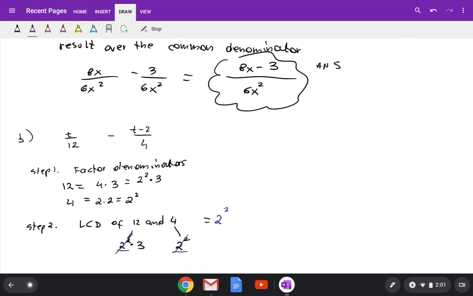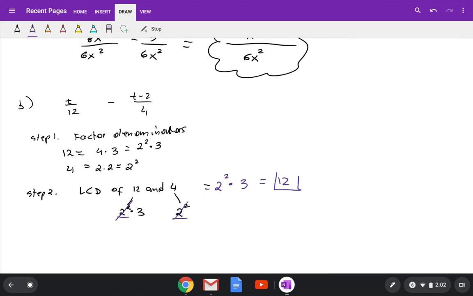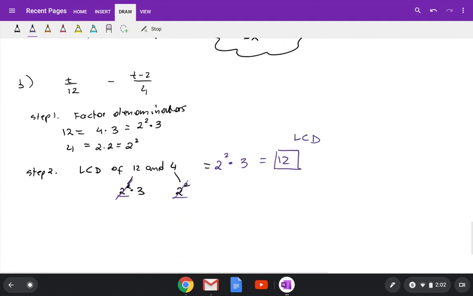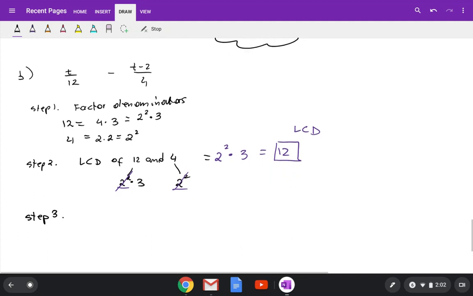So we took care of the 2's. And you still have one extra factor from 12, which is 3. You also have to copy this down and multiply. So the LCD is going to be 12. Technically that makes sense, because the least common multiple of 12 and 4 is 12. Okay, so that's the LCD. Sometimes you can skip that work if you just see that it's exactly 12. So step 3, I'm going to skip writing because I wrote this down twice, is to build equivalent fractions.